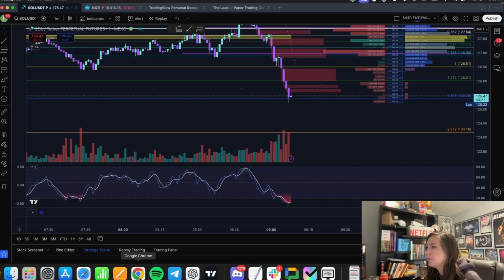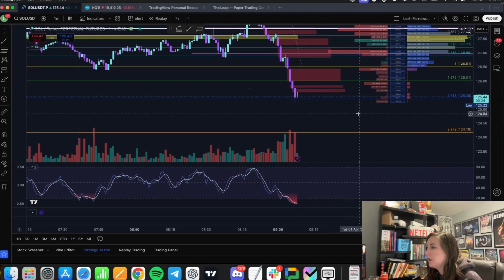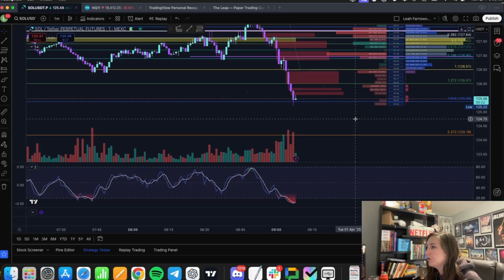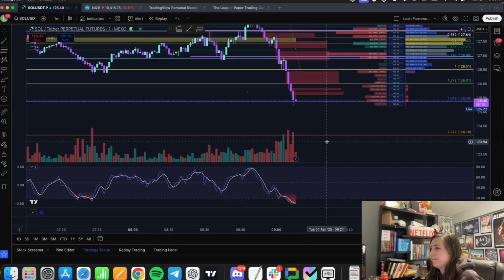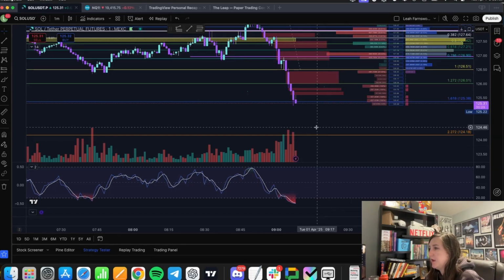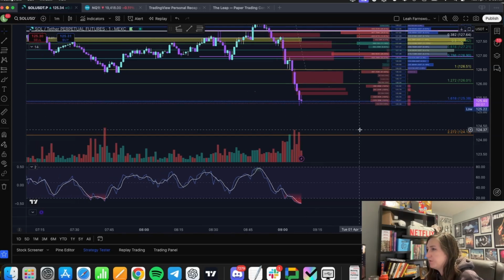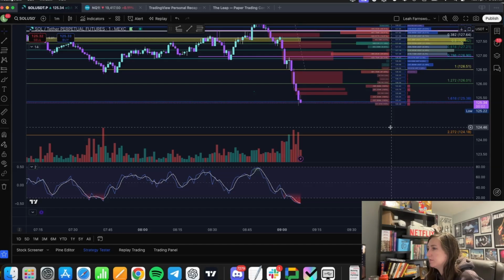So we'll see if it holds these fair value gaps on the 1-minute. If not, we'll just go ahead and get out. So it held that fair value gap on the 1-minute time frame. It's trying to push down further. You'll see we have sellers on the money flow here. And that could be it though.